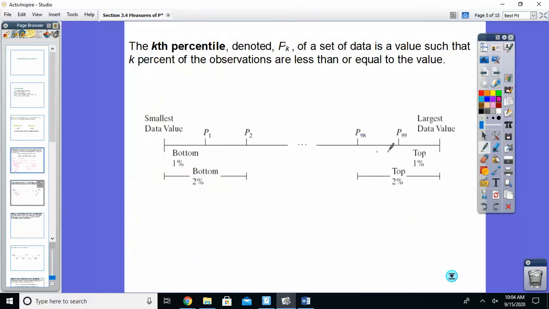Second thing I want to talk about is percentiles. There's really nothing about percentiles on your formula sheet. At this point, we're not doing a whole lot of calculating them. We're just talking about what they mean. So a percentile, you might see a P with a sub K. So P sub 25 would mean the 25th percentile. It is a value such that K% of the observations are less than or equal to that.